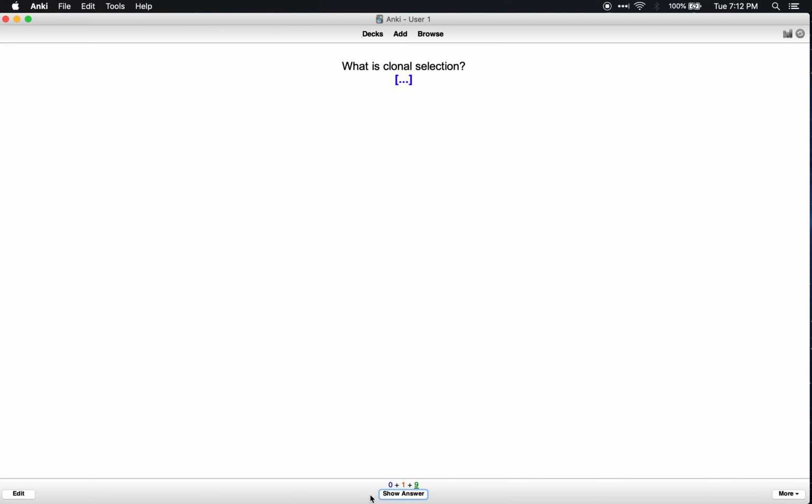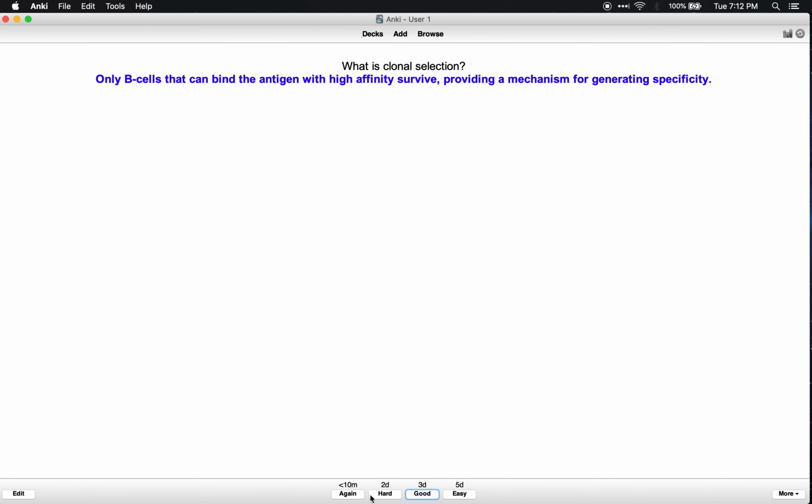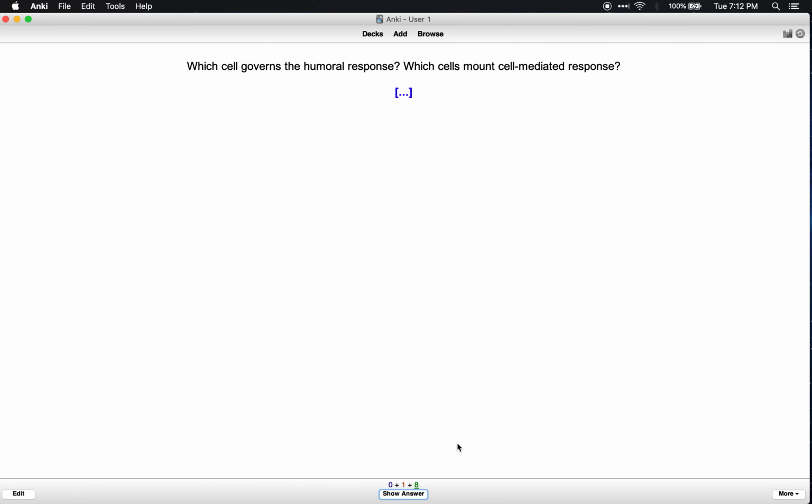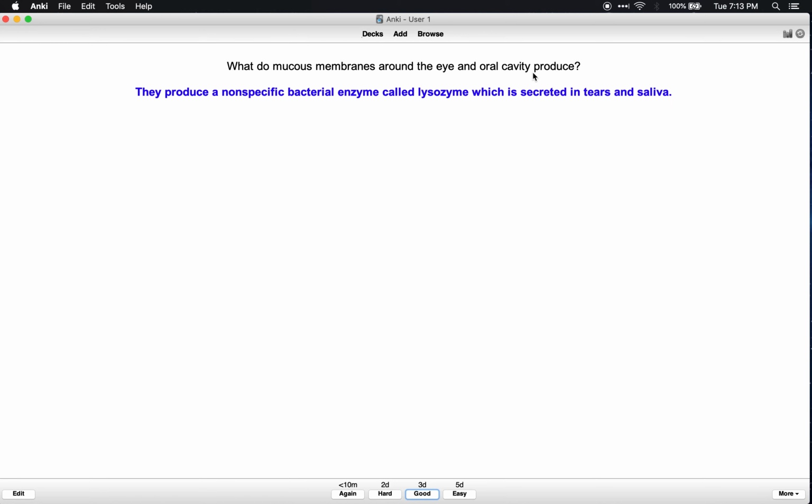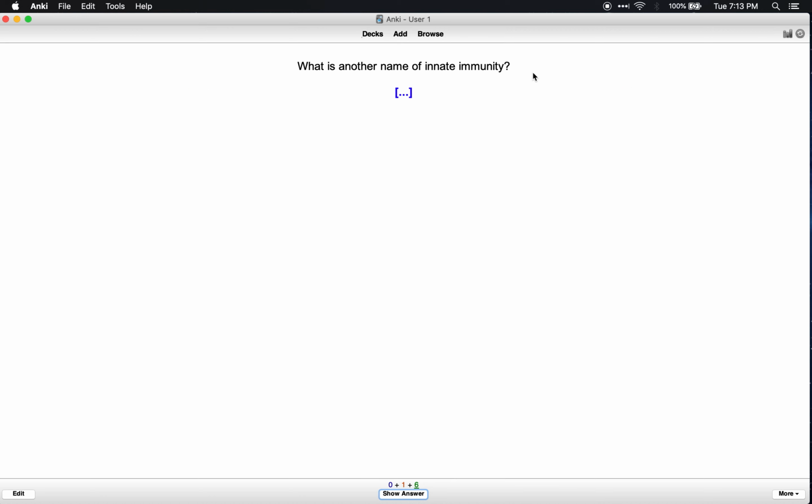Clonal selection refers to allowing only B cells that bind to the antigen with the highest affinity to survive, while B cells that don't bind to the antigen won't survive. B cells govern humoral immunity, and T cells govern cell-mediated immunity. They produce a non-specific bacterial enzyme known as lysozyme, which is secreted in our saliva and tears. Innate immunity is non-specific immunity. Lymph drains at the thoracic duct in the posterior chest.